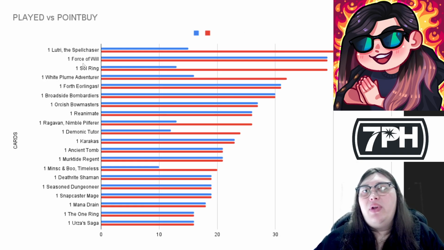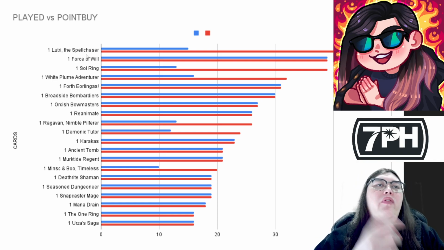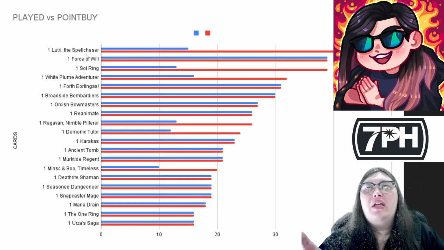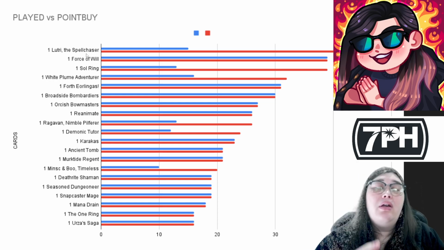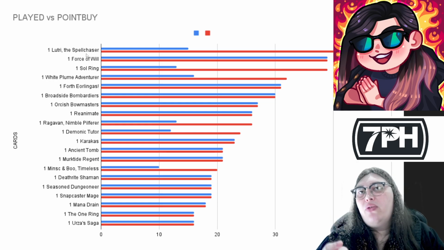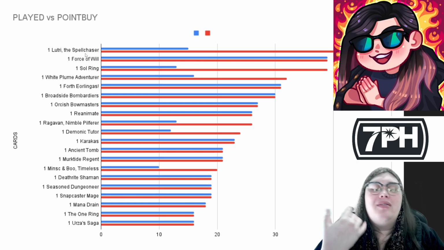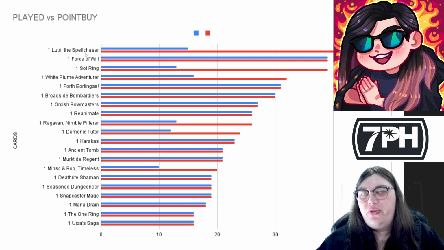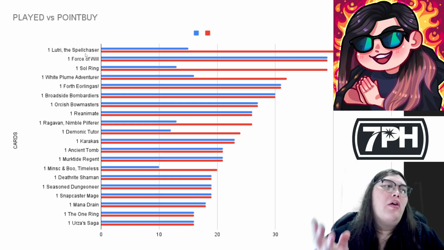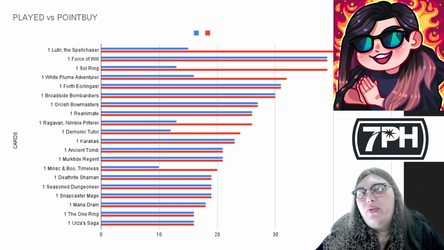And then in the played versus point buy, this is the amount of points spent over the course of all of the cards being played. So in the case of Lutri, each copy costs the player 3 points, and that way it has the highest point expenditure because it has 15 copies compared to Force of Will's 39, but overall 45 points were spent on Lutri.